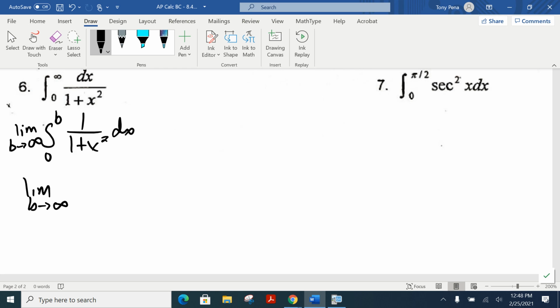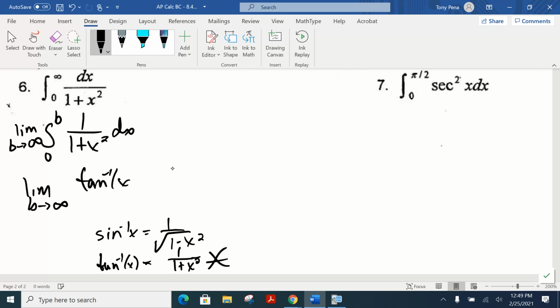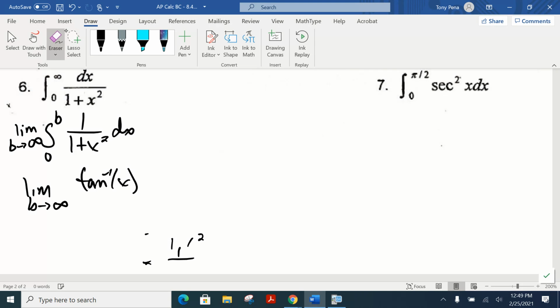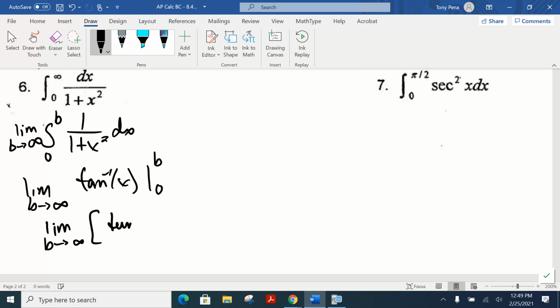Remember the inverse sine's derivative is 1 over root 1 minus x squared. We did that today. Remember the inverse tangent's derivative was 1 over 1 plus u squared. Isn't this what we have right now? So this guy is ready to go. That is the derivative of inverse tangent of x. We're going to evaluate that over the limits of 0 to b. So I'm going to do the upper limit minus my lower limit.